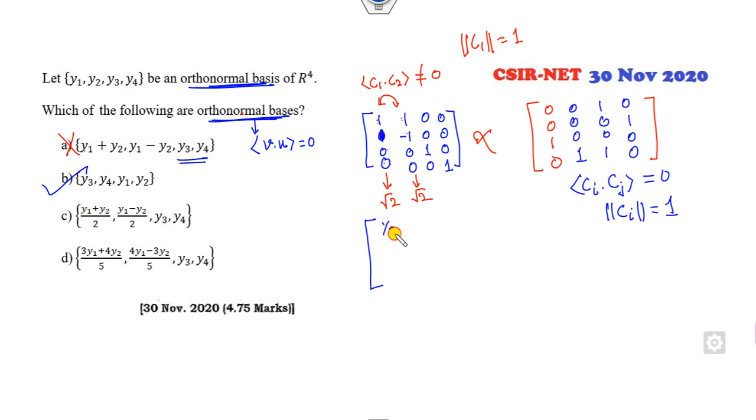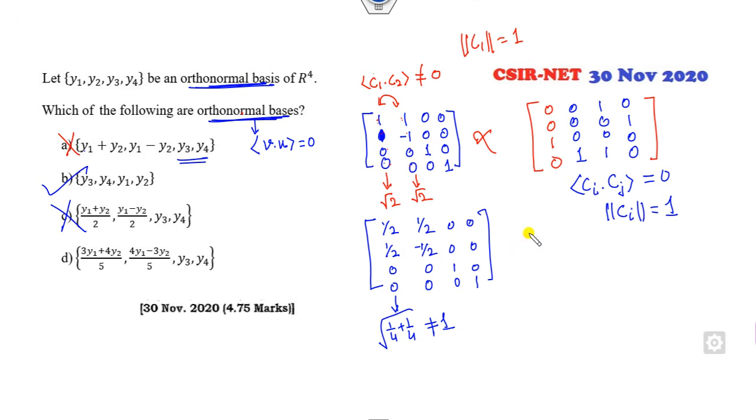Look at this one. y1, y2, y3, y4. Clearly the dot product is 0. What is the length of this? Is the length 1 by 4 plus 1 by 4 of this? It is not equal to 1. So this option is cancelled.